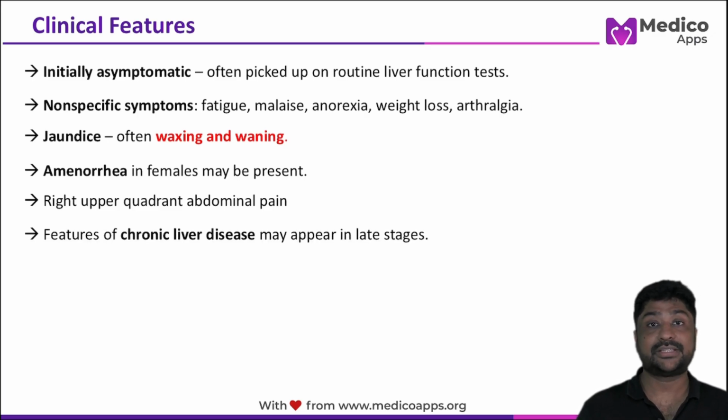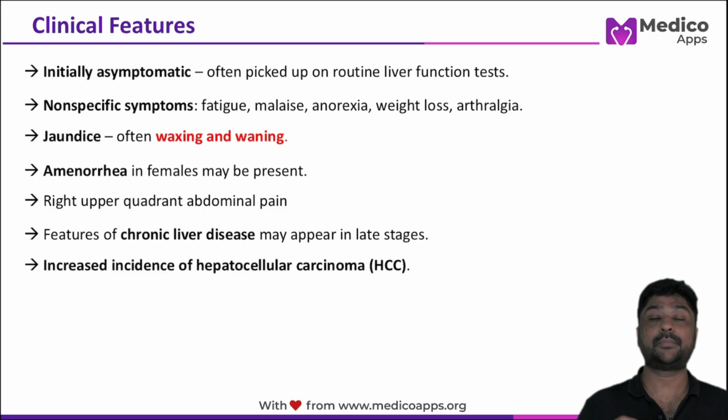As the disease progresses, features of chronic liver disease begin to appear. These include stigmata like spider angiomas, palmar erythema, gynecomastia, and ascites. This is a key transition point from early to advanced disease. Finally, the most important long-term complication is the increased incidence of hepatocellular carcinoma, HCC. This is a classic exam question. Chronic liver disease is one of the strongest risk factors for HCC, and surveillance is critical in such patients.